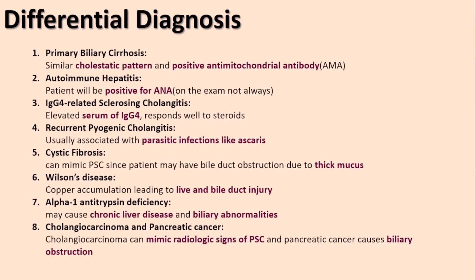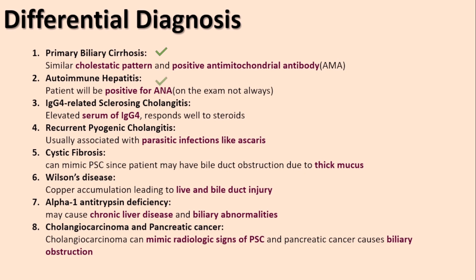Now let's talk about the differential diagnosis for primary sclerosing cholangitis. Number one, we have primary biliary cirrhosis. In this case, the patient is going to have a similar cholestatic pattern, but note that the patient is going to be positive for antimitochondrial antibody. So this is a very similar disease, but the only difference is that you are going to have positive antimitochondrial antibody in primary biliary cirrhosis.